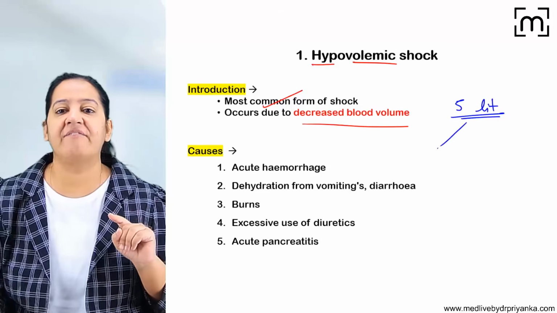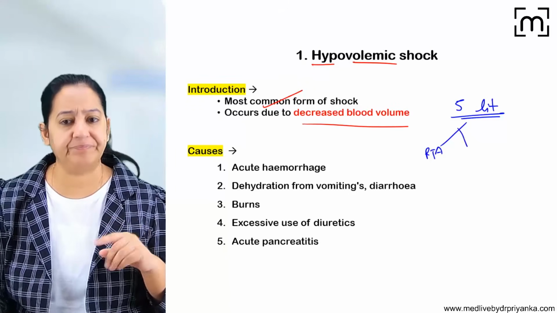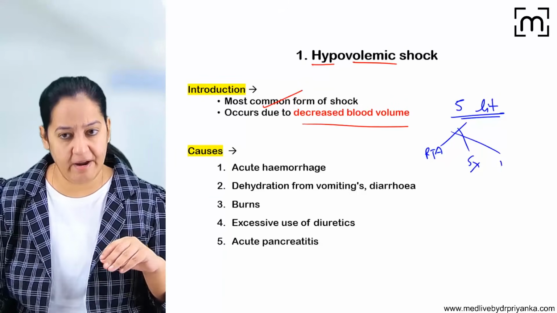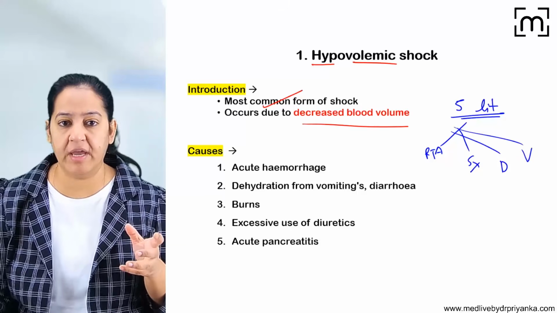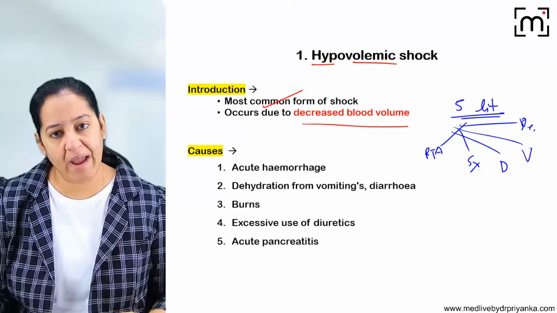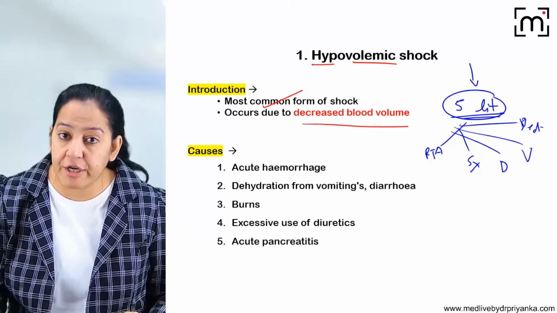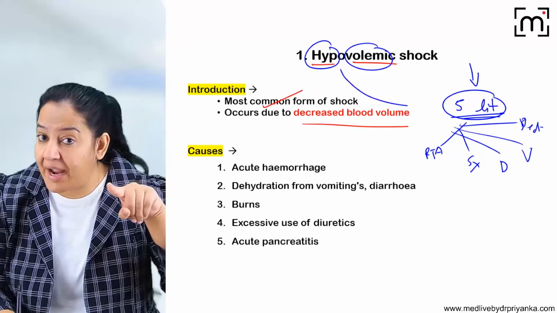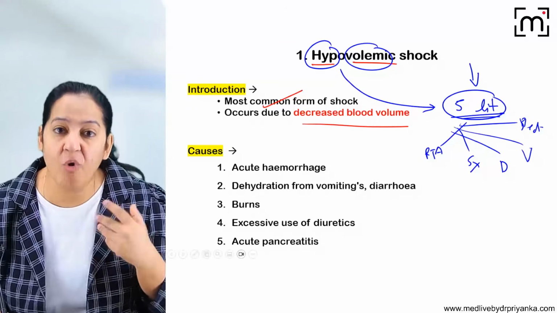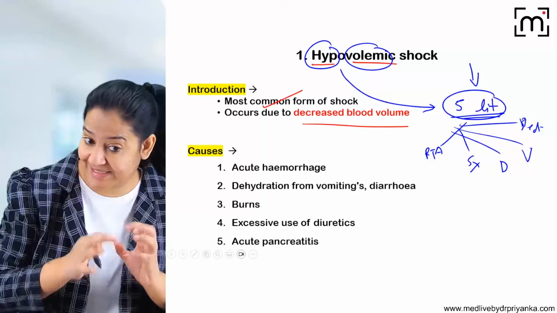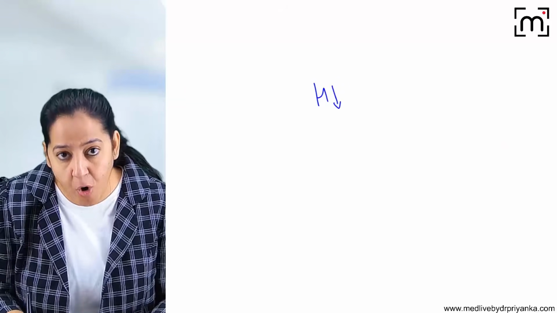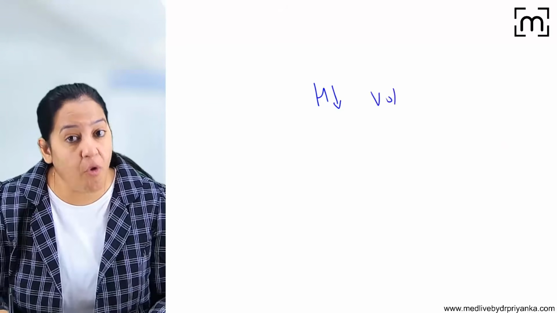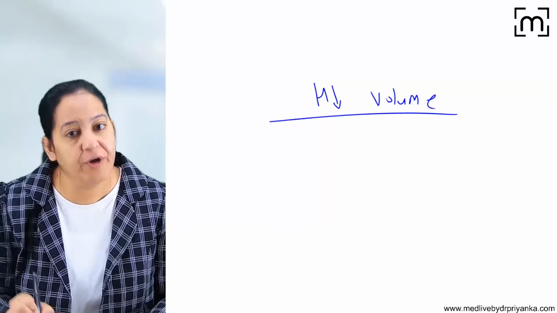Now imagine someone has an accident, a road traffic accident. Someone has a surgery, someone has diarrhea, someone has vomiting, okay? Someone has bleeding. Due to any cause, this 5 liters got reduced. So volume in the body is less. That is the meaning of hypovolemia. Hypo means less. Volume of the fluid present in the human body is less.